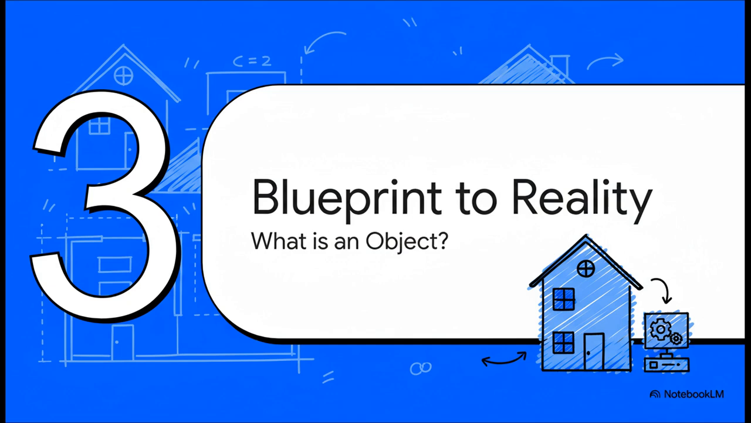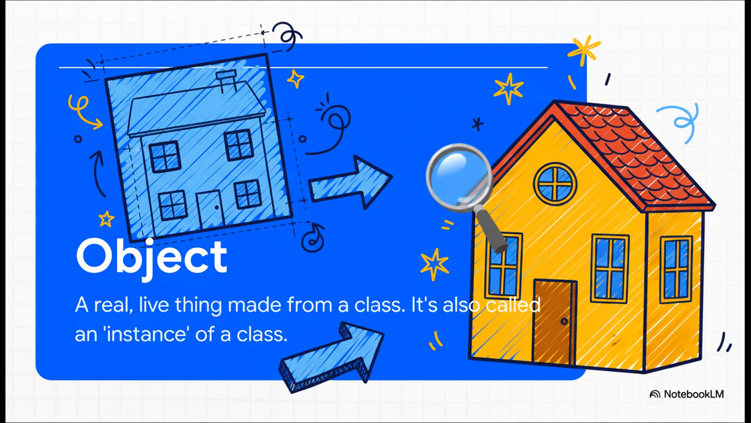Which brings us perfectly to the other side of this coin. We've spent a lot of time on the blueprint, the class. So now, let's talk about the real thing that gets built, the object. So what is an object? It's just a real, live thing in your program that was made from a class blueprint. So if your student class is the blueprint, then the actual student John Doe with the ID 123 is an object. It's a real, concrete instance of that class, taking up space in your computer's memory.